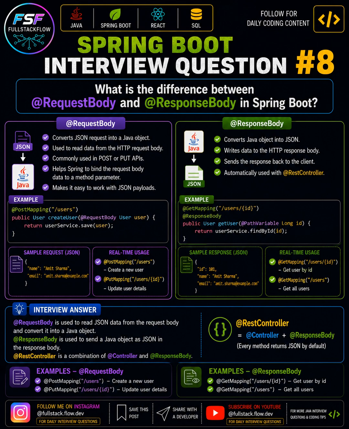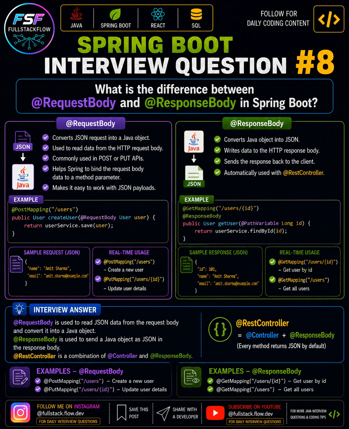Next, coming to @ResponseBody. Point 1 is it converts a Java object into JSON. It is the opposite of @RequestBody. Now let's look at the @ResponseBody example on the right side of the image. getUser is the method that retrieves the user details based on the given ID. It returns a user object. Spring converts that object into JSON and sends it back to the client automatically.